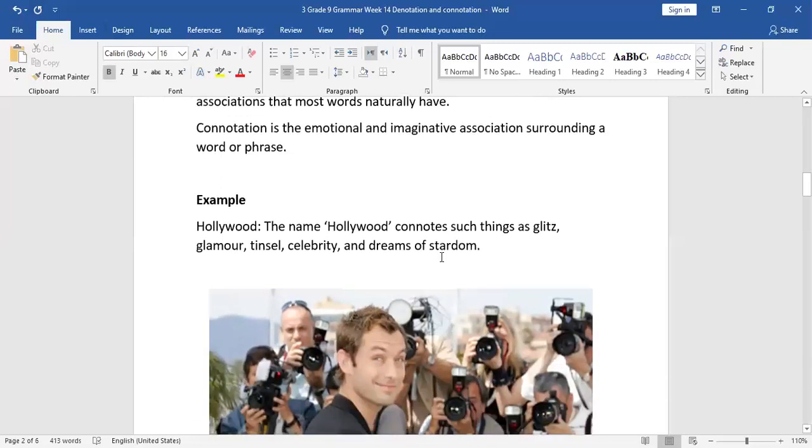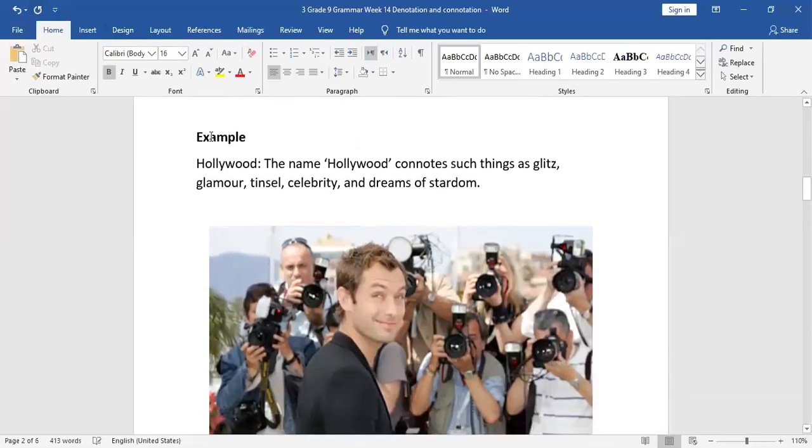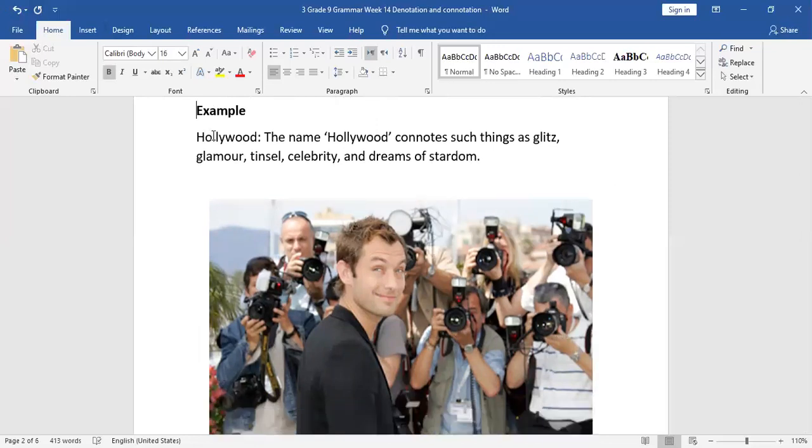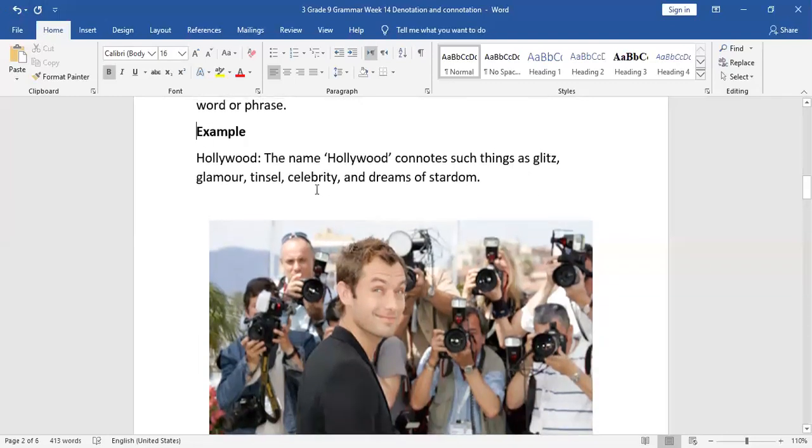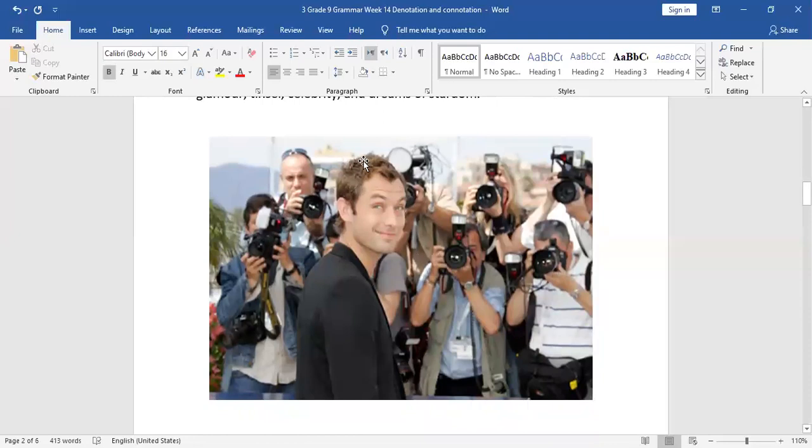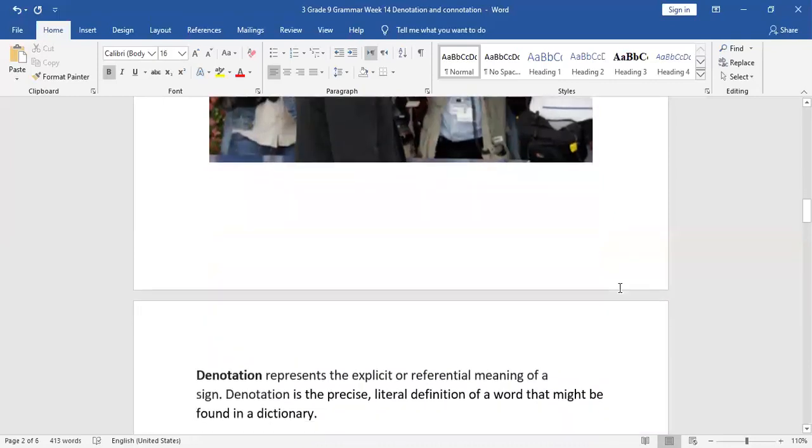So look at the example that I've given here, the example of Hollywood. The name Hollywood connotes, or in other words, the connotation of the word Hollywood is things of glitz and glamour, of tinsel, of celebrity, of stardom, of fame. So when somebody says Hollywood, you think of a famous actor surrounded by paparazzi and people taking lots of pictures of them, maybe even a famous musician.